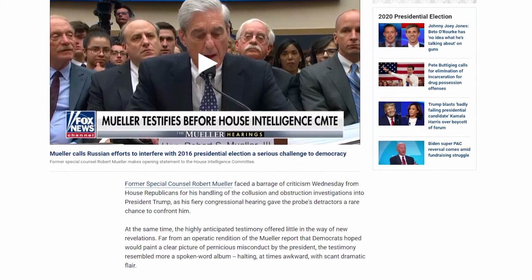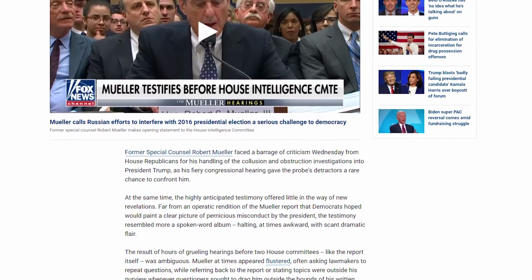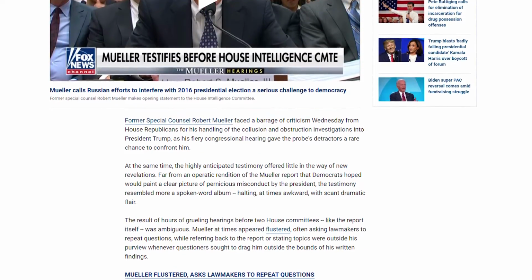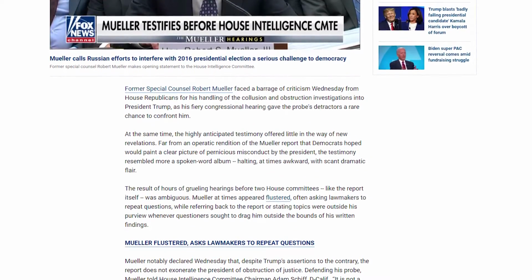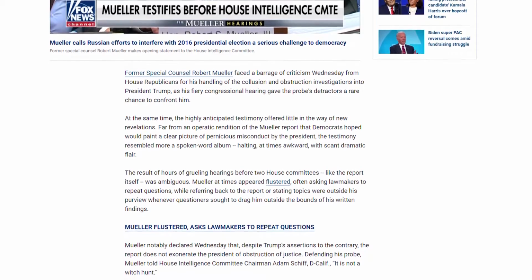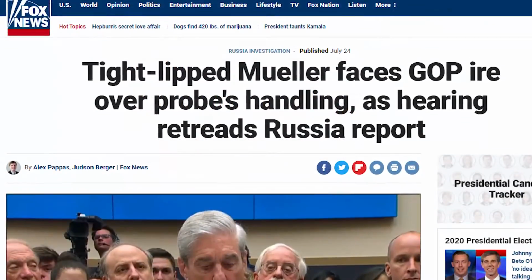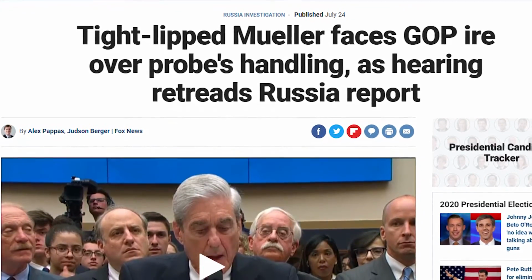The language in this one is weighted against Mueller and the testimony. Mueller appeared flustered, often asking lawmakers to repeat questions. Ohio Representative Steve Chabot called the report a one-sided attack on the president. End quote, the last 3 hours have been an epic embarrassment for the Democrats, end quote. The format here is also mostly long-form explanation with analysis and some quotes.